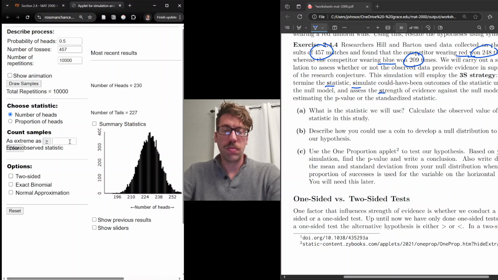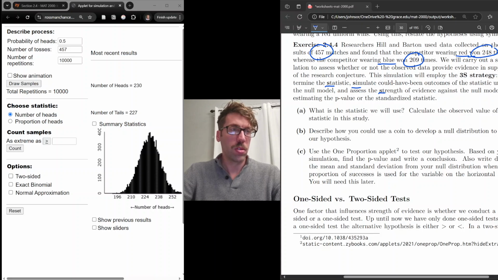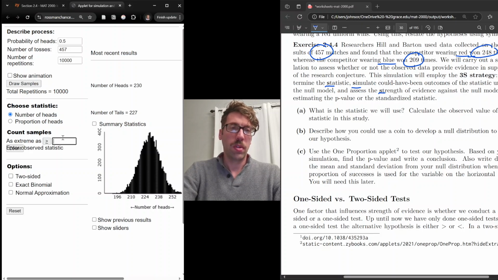And so now, I could do this as a number of heads, but I'm going to pull up a calculator and do 248 divided by 457 and get 0.54267.